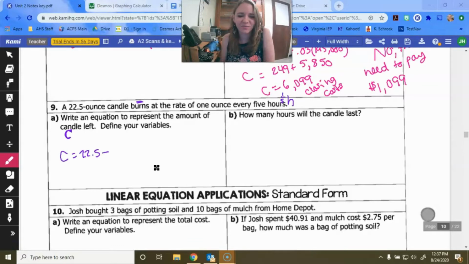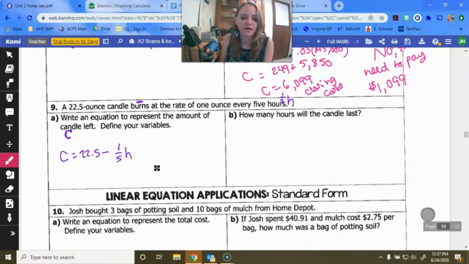All right, so this is a pretty tricky problem. It is different from the previous two. So we have this original candle, and it's basically deteriorating as it burns, right? So to see how much will be left after a certain amount of time, this will definitely be a subtraction problem. So we're going to start out with the amount of candle left will be C. And then the 22.5 ounce candle will subtract by how much every 5 hours? 1 ounce. So that's 1 out of 5, and then times the H.